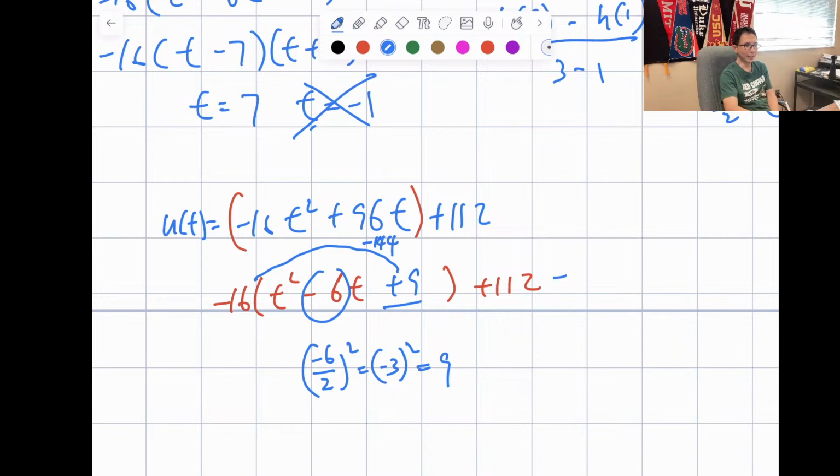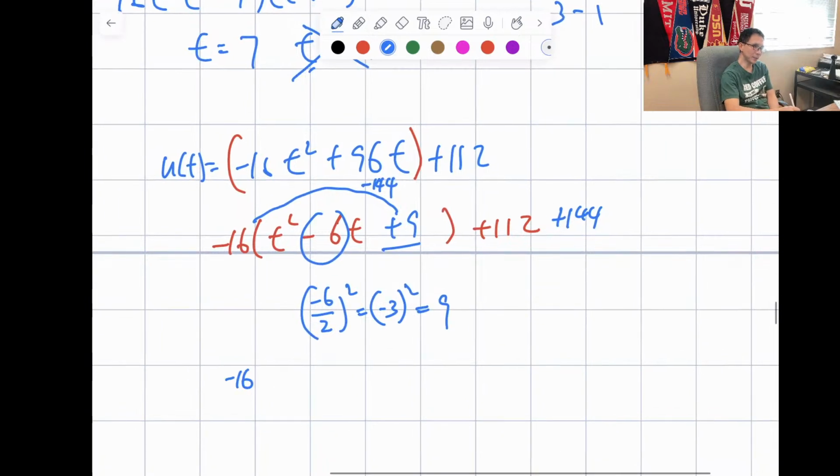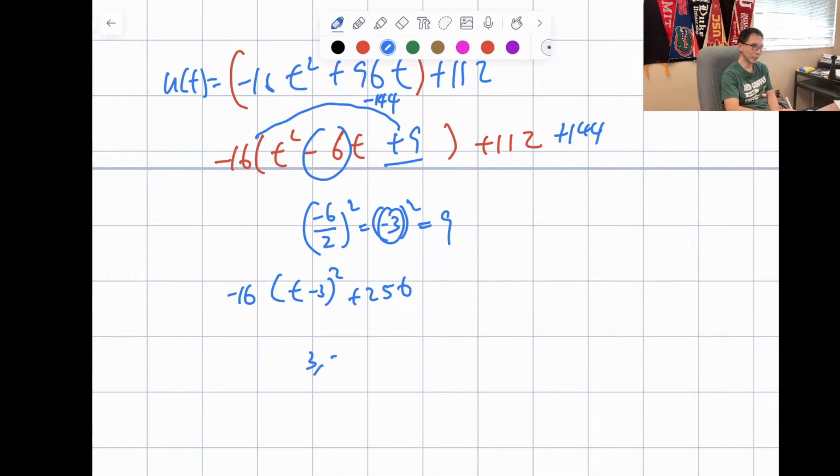So in the back, I must add or subtract. So it'll be negative 16 times t minus 3, which is going to factor perfectly, plus 256. So you find the vertex, which is 3 and 256. Take 3 seconds and 256.